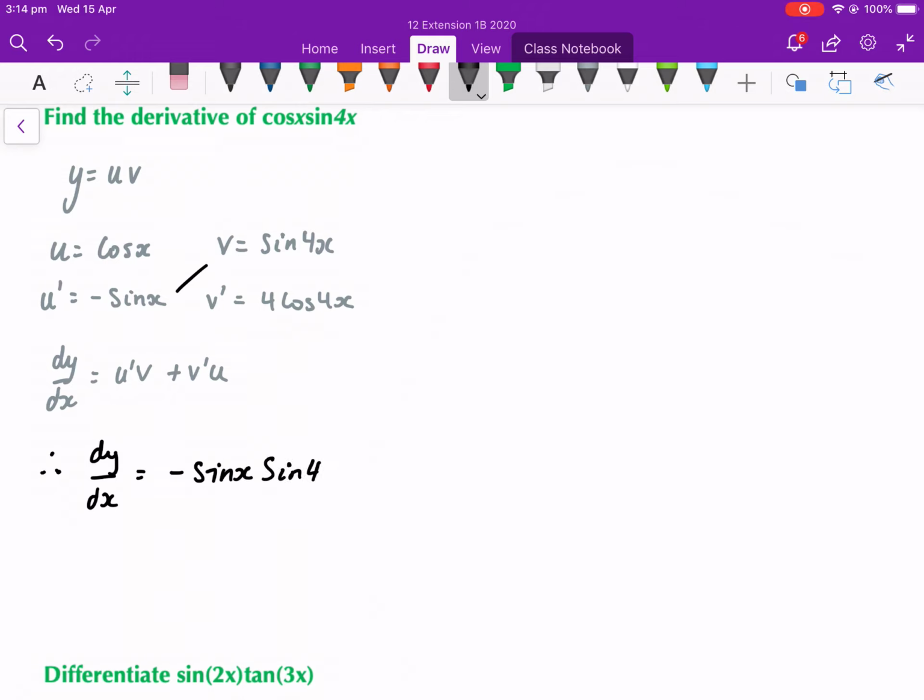Now we can't write that as sine squared because the values of x in each of these two terms are different. In the first sine we've got a single x, and in the next one we've got 4x, so we can't square those. So that's u dash v, and then we add on v dash u, which is cos x multiplied by 4 cos 4x, so we end up with 4 cos x cos 4x. And again, we can't write that as cos squared because this term has a single x and this term has 4x, so we have to leave it in the form we've got there. So that will be our derivative.